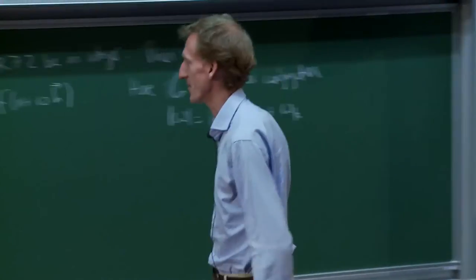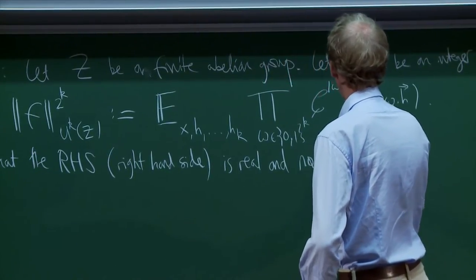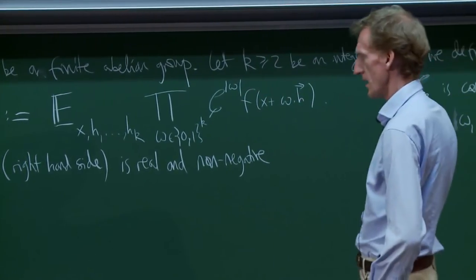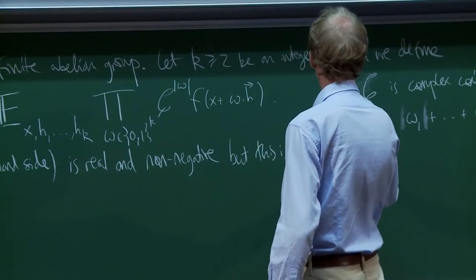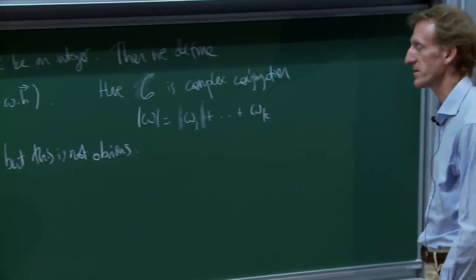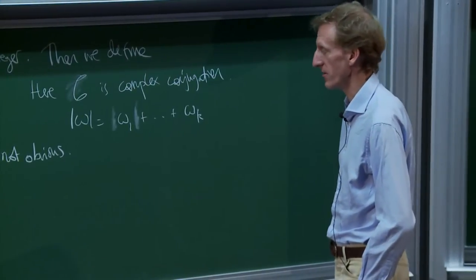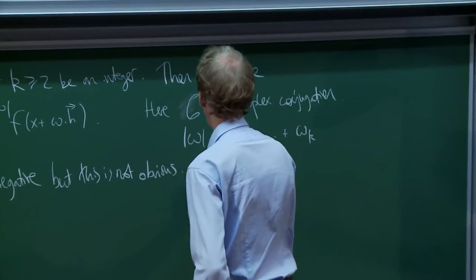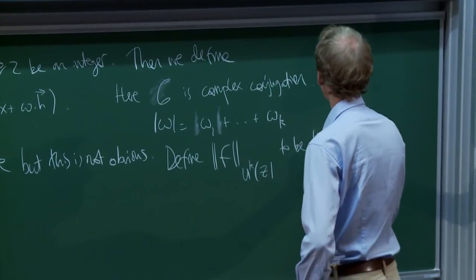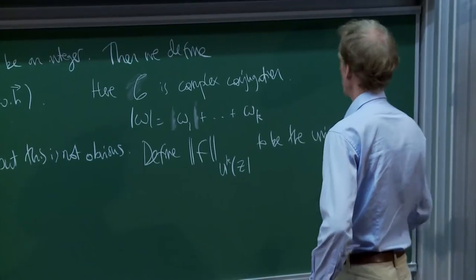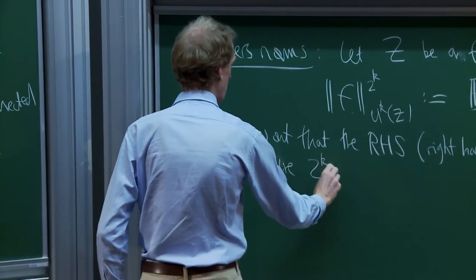So the right-hand side is real and non-negative, but that's not quite obvious. It's not particularly difficult either, but it's not obvious. And so there's a unique choice of 2^k-th root which makes that norm real and non-negative. So define f in U^k of Z to be the unique real and non-negative 2^k-th root.